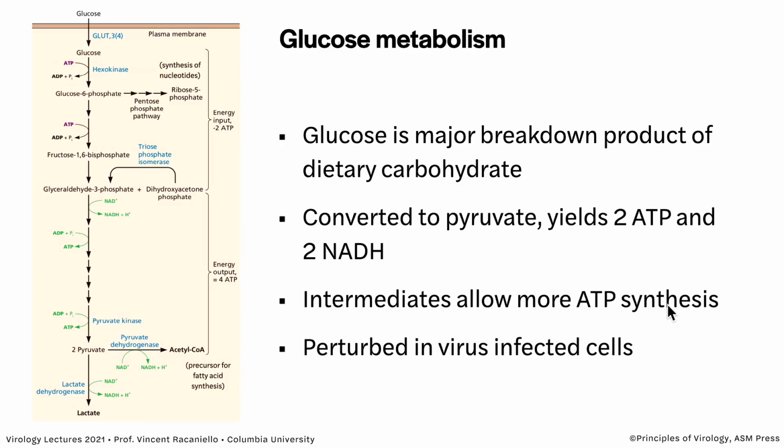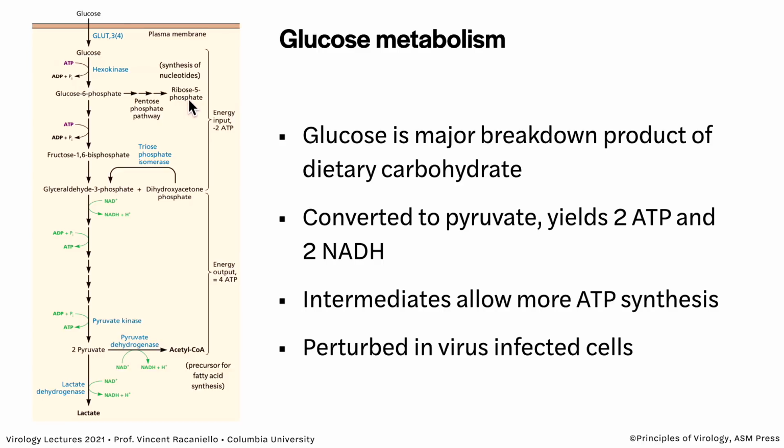And virus infections certainly perturb this, right? Some of them increase it. Some of them don't do anything to it. But I just want to point out that, as you go through these intermediates, you can pull off here at the glucose 6-phosphate point, you can pull this off into what we call the pentose phosphate pathway.